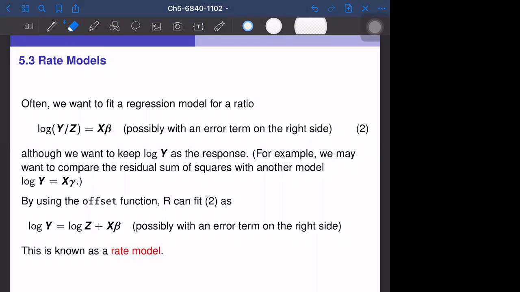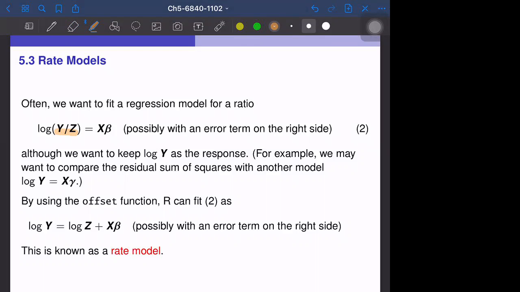Hi, section 5.3, the rate models. So this is a little off the main topic of chapter 5. So here's the idea. Often we want to fit a regression model for the ratio, y over z. So log of y over z is equal to x beta.